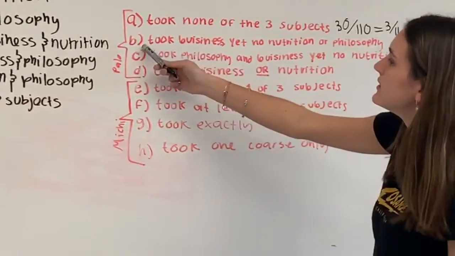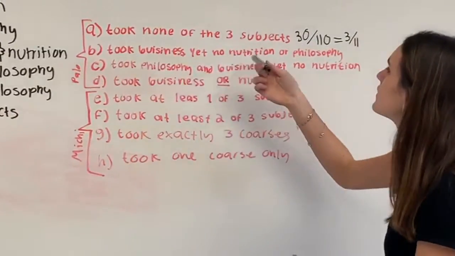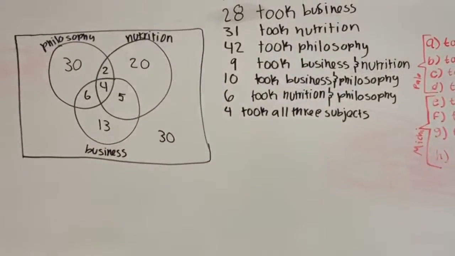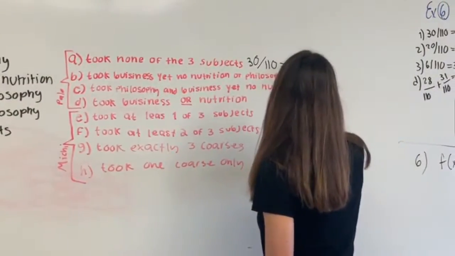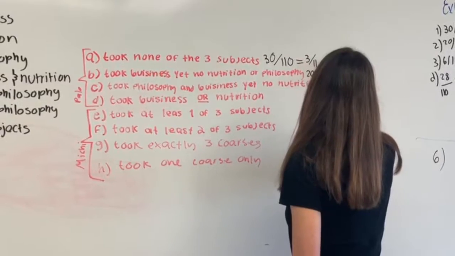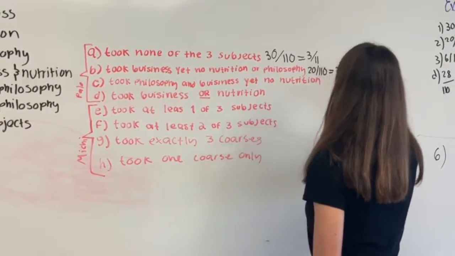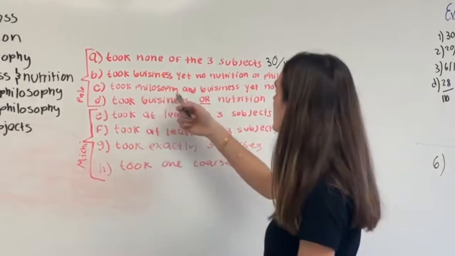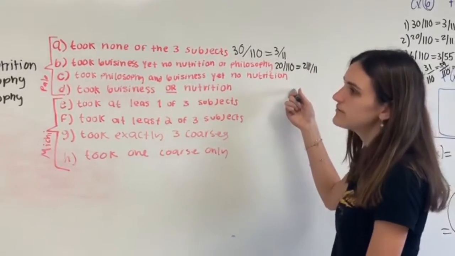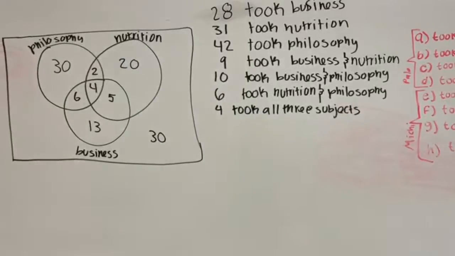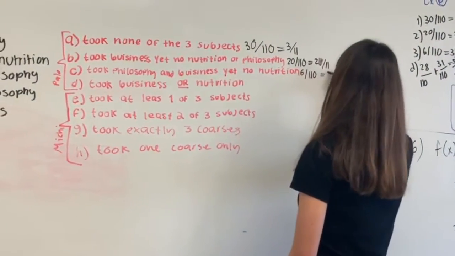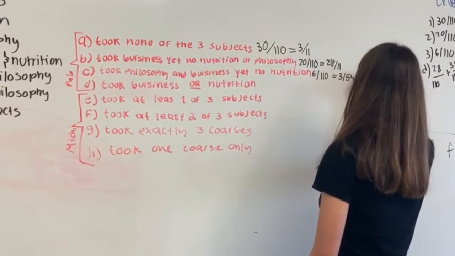And then B, students that took business yet no nutrition and philosophy. So it's gonna be 20 out of 110 students, equals 2 out of 11. And then C, took philosophy and business and yet no nutrition. You add up the numbers and it's gonna give you 6 out of 110 equals 3 out of 55.